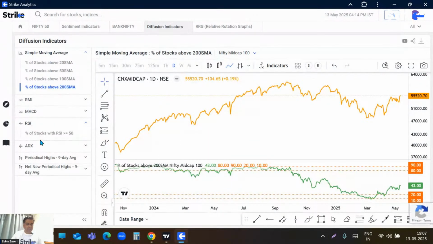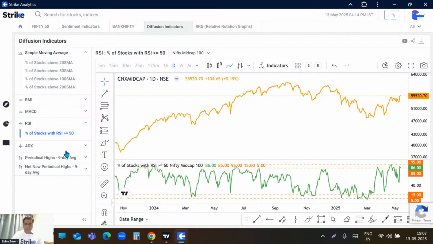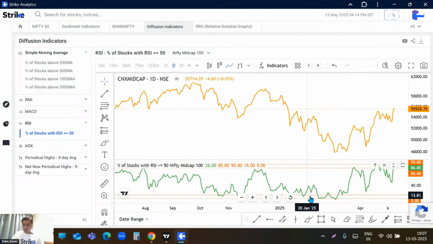So we have this RSI indicator, percentage of stocks with RSI greater than or equal to 50. If there are more stocks whose RSI is greater than 50, it means it is bullish. RSI is a momentum indicator. When for most of the stocks their RSI is below 50, that means most of the stocks are in a bearish momentum. So this area is considered to be oversold levels, and when this index starts improving, we can start getting into it.